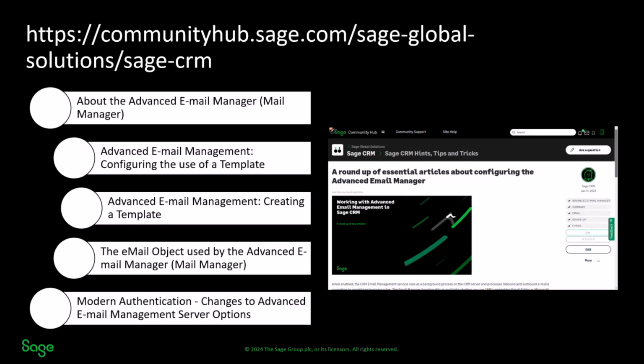But in all of what we're doing here, there are other resources as well to back up the education. You can go on to the community hub at sage.com, communityhub.sage.com. Have a look inside the hints, tips and tricks blog and within the CRM section, and you'll find that there are a number of different articles exploring the mail manager as well, everything from a high-level view through to how you go about using modern authentication to connect Mail Manager to Exchange Online.